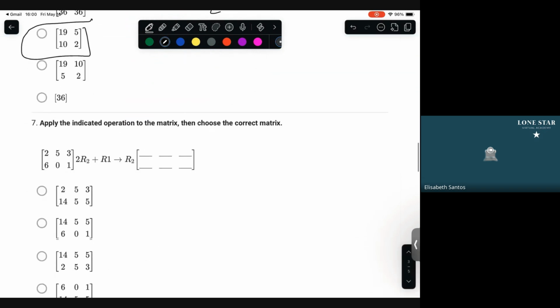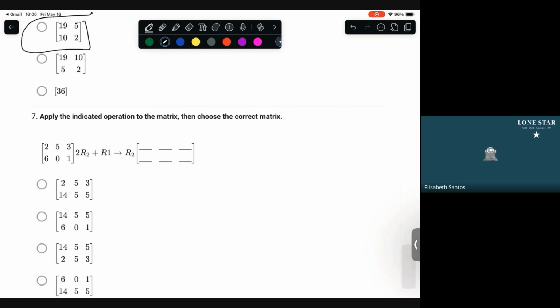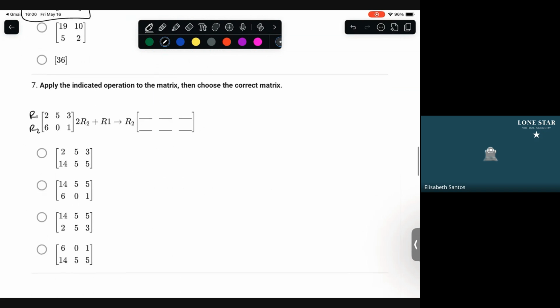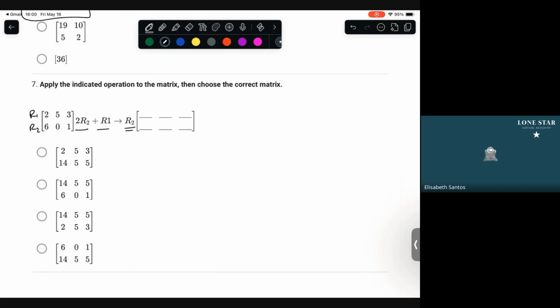Okay, so 17, apply the indicated row operations to the matrix. Okay, so this is row 1, this is row 2. And what it's telling us is that we're going to multiply row 2 by 2 and then add it to row 1. And that's going to give us our new row 2. So let's go ahead and do that.